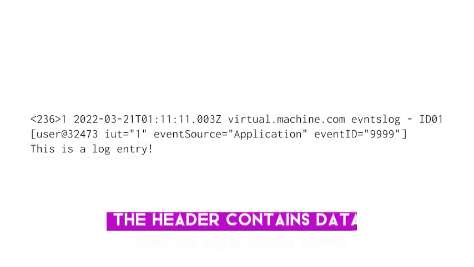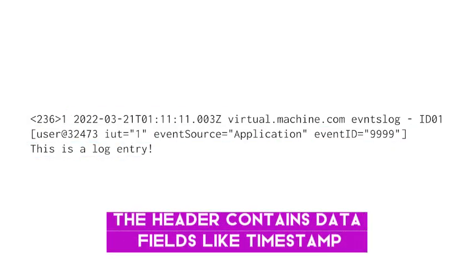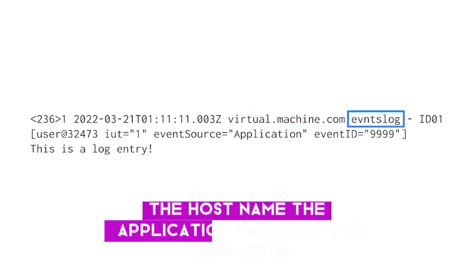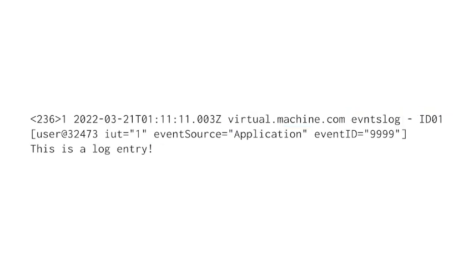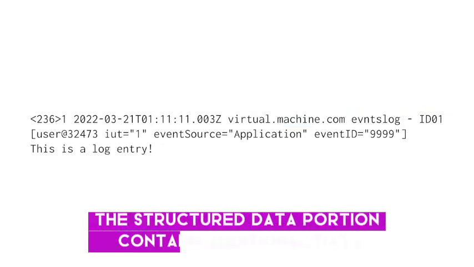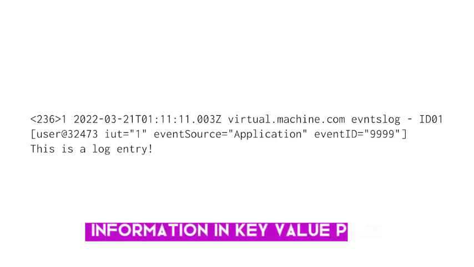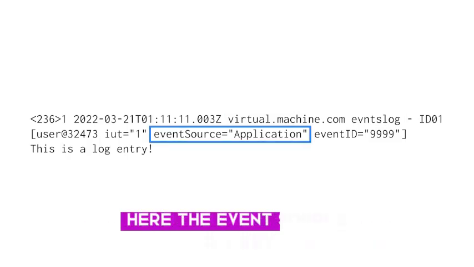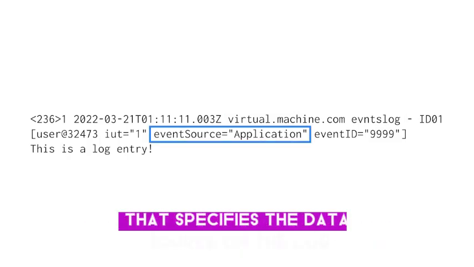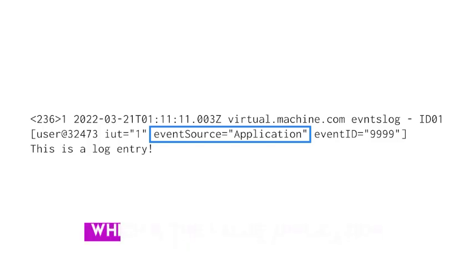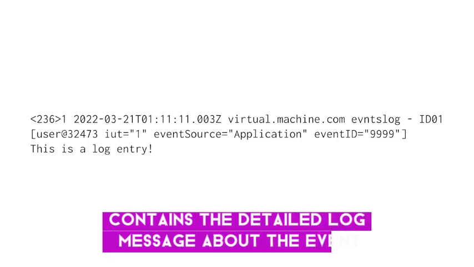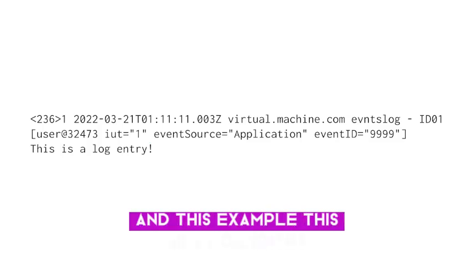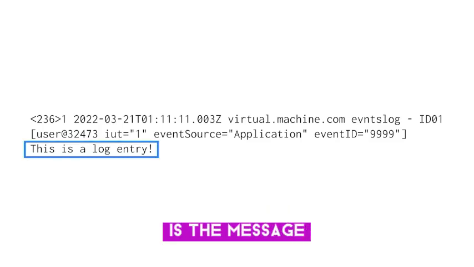The header contains data fields like timestamp, the host name, the application name, and the message ID. The structured data portion contains additional data information in key value pairs. Here, the event source is a key that specifies the data source of the log, which is the value application. Lastly, the message component contains the detailed log message about the event. In this example, "this is a log entry" is the message.